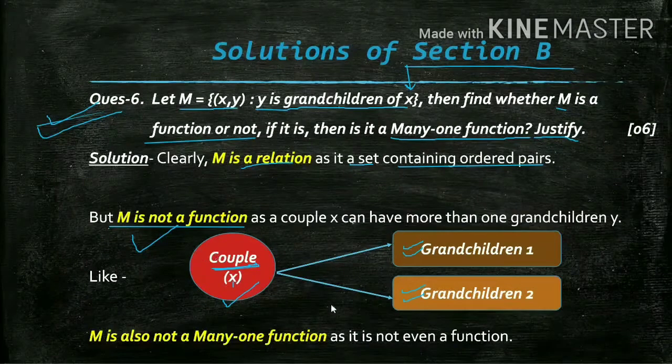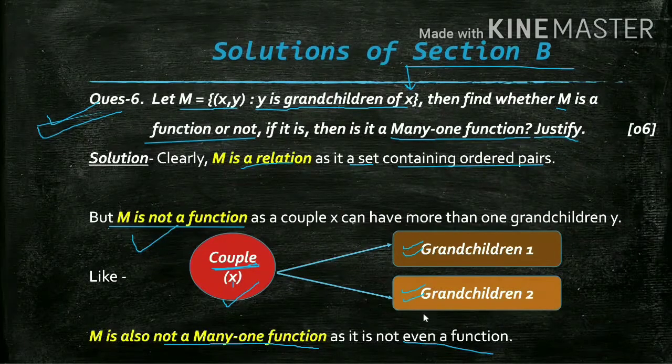So if it is not a function, then how can it be a many one function? If it's not a function, then it can't be a many one function. We cannot talk about its many oneness. It's not a function. That means it is not a many one function as well. This is the reasoning that you need to show.